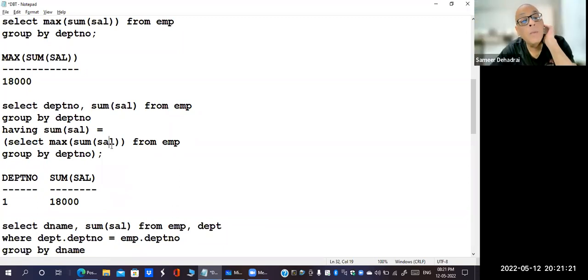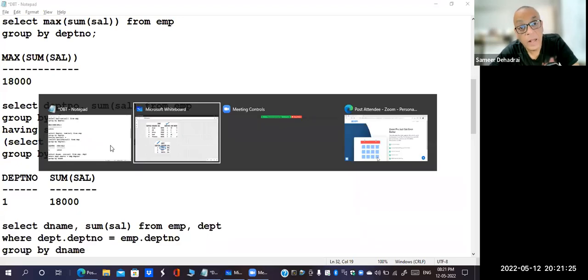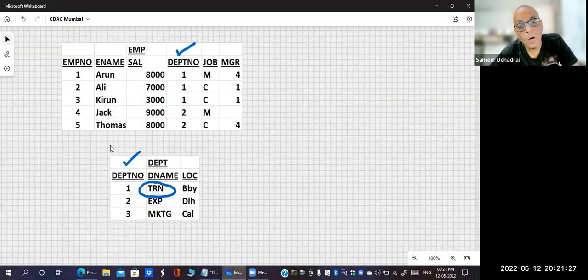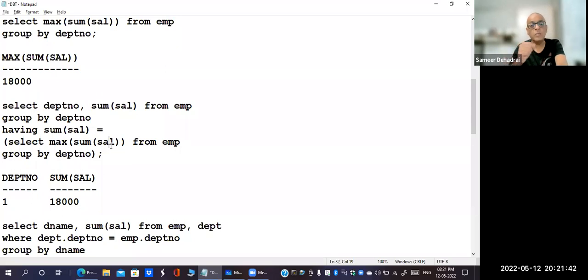Yeah, but I want department. I want to see which department is having the highest total. If I only select sum of sal, it will return the sum of sal for the whole table. I'll get 35,000. But I want department-wise, and I want which department is having the highest total. That's why I've taken max of sum sal, group by department number, which gives me the highest total, that is 18,000.